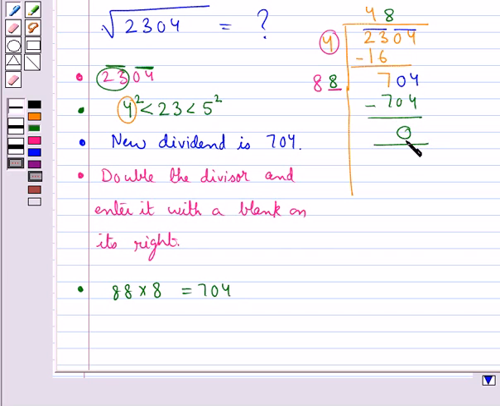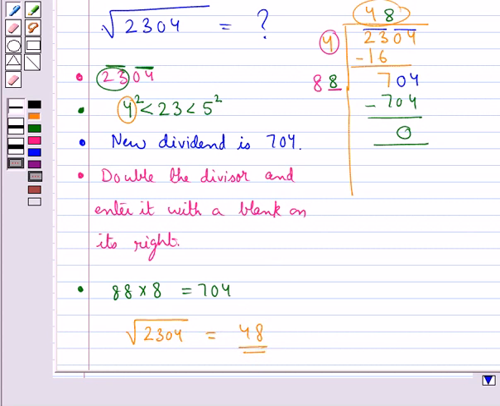Now, we've got the remainder 0 and there are no digits left in the given number. So, we stop here and we say that square root of the number 2304 is 48. This is how we can find the square root of a number by division method.